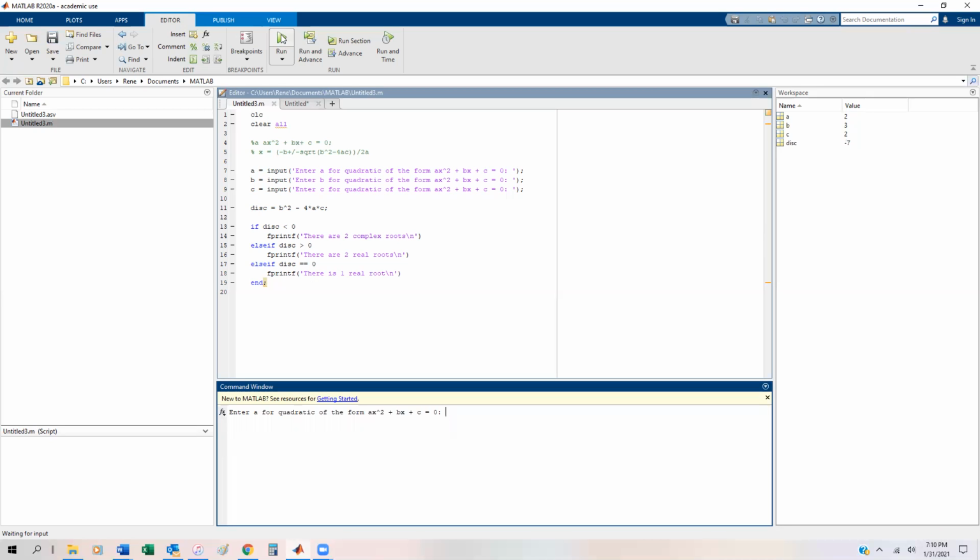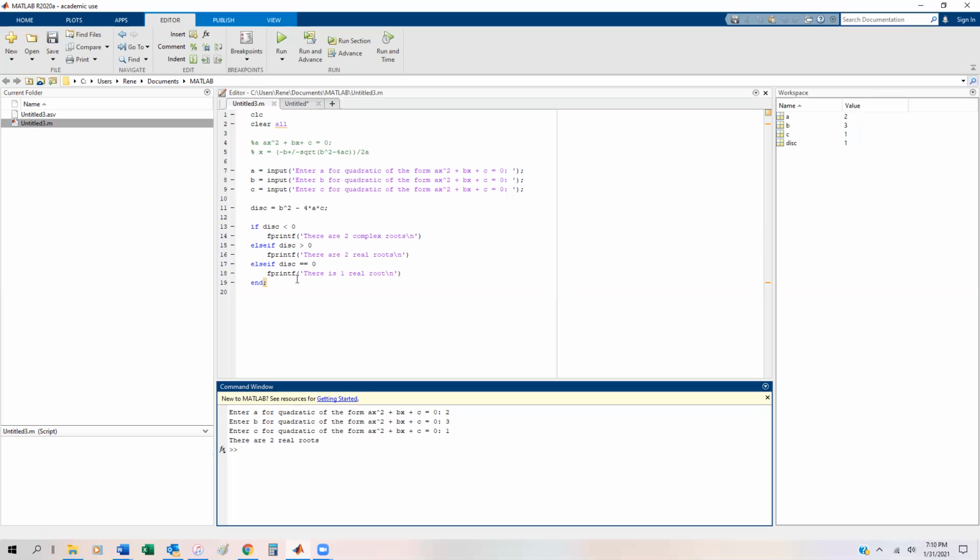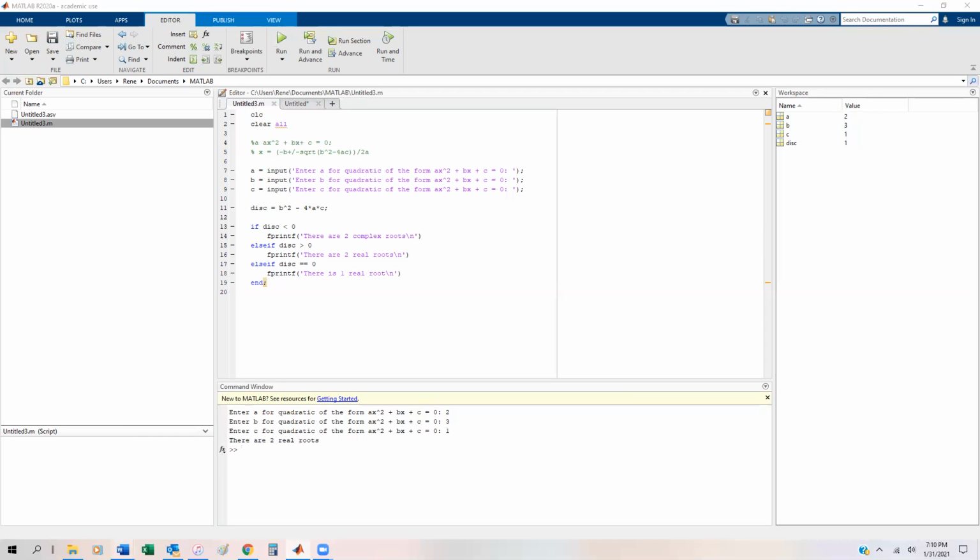Let's find something that has two real roots. So let's say 2x squared plus 3x plus 1, there are two real roots. All right, so pretty cool that this program can actually figure out the number of real roots for some sort of quadratic. Right? Now, one last problem. So we're going to take a look at this animal.